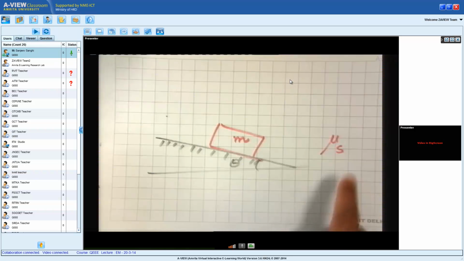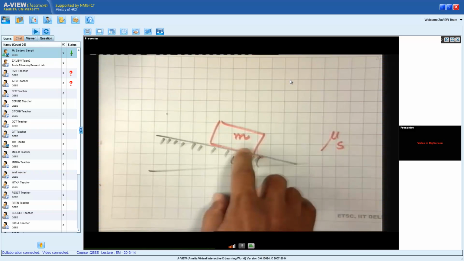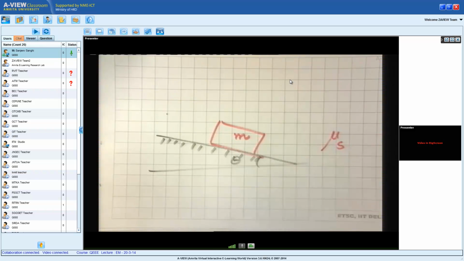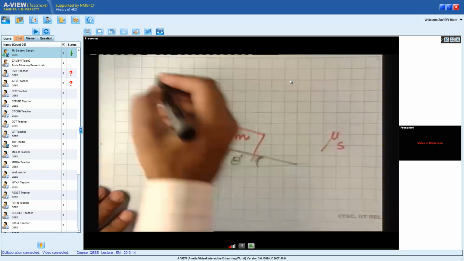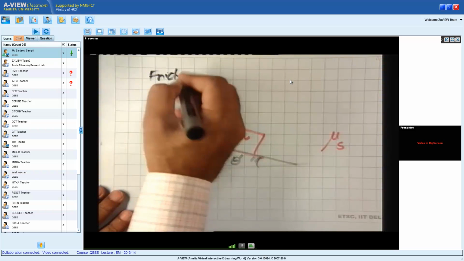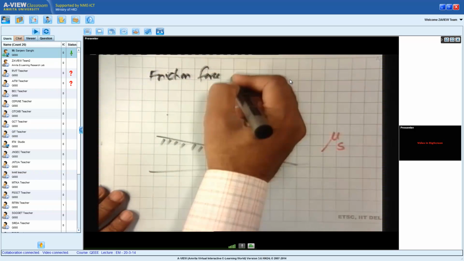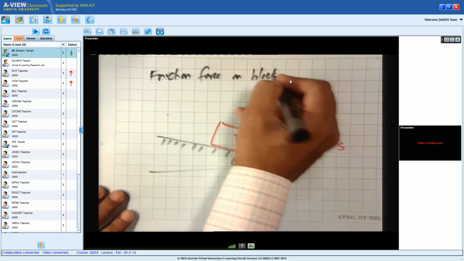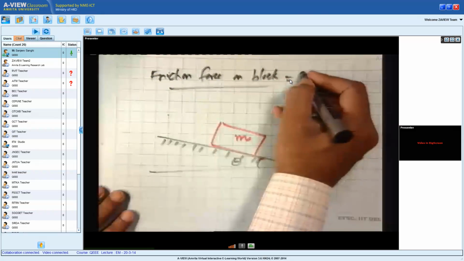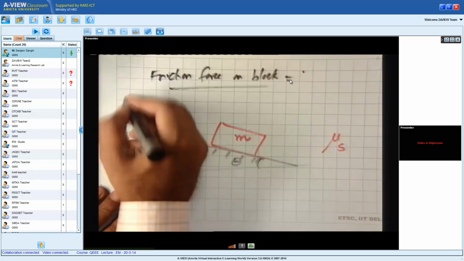The angle is given as theta, the mass is m, mu s is the coefficient of static friction. I want to find out what is the friction force on the block. It is given the block is at rest.